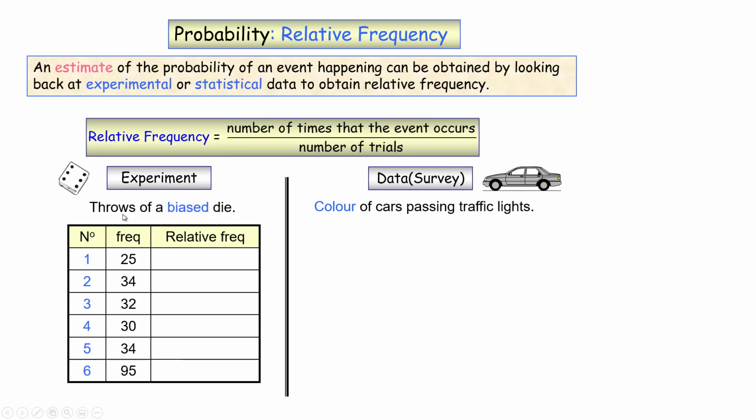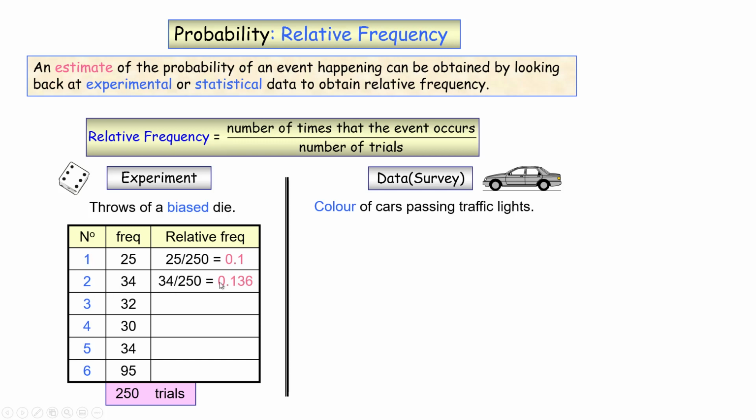So we've got two events here. The first one is an experiment. We're throwing a die. The outcomes are 1 to 6. Out of, I believe, 250 throws, 1 has occurred 25 times, 2 has occurred 34 times, and so on. And if you look at 6, it's occurred 95 times. So it's clearly a biased die, 250 trials. So we can work out the relative frequency of 1 occurring. You do 25 divided by 250, and that gives us a 0.1 chance of getting a 1.